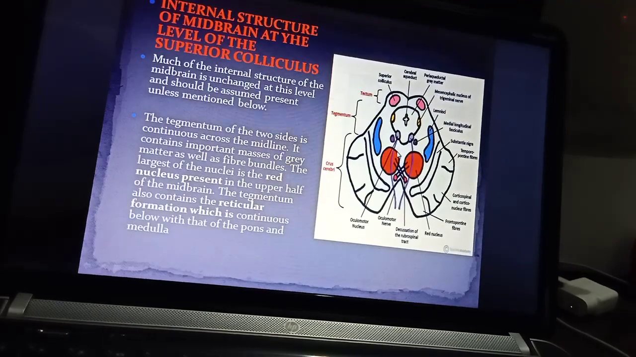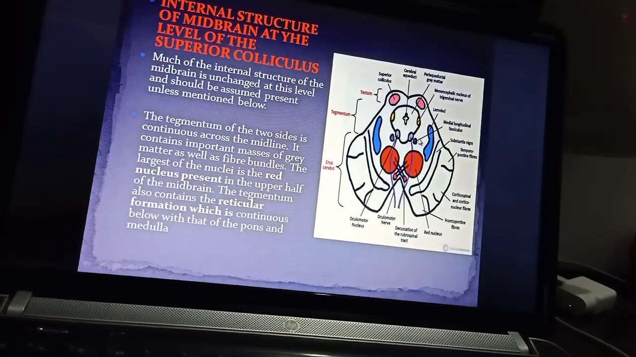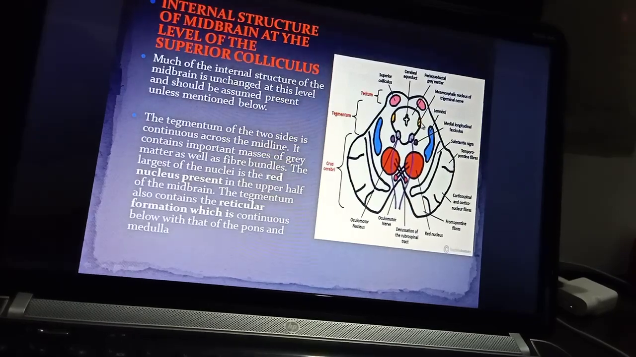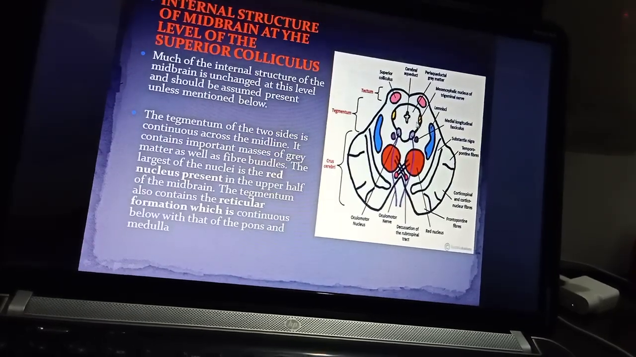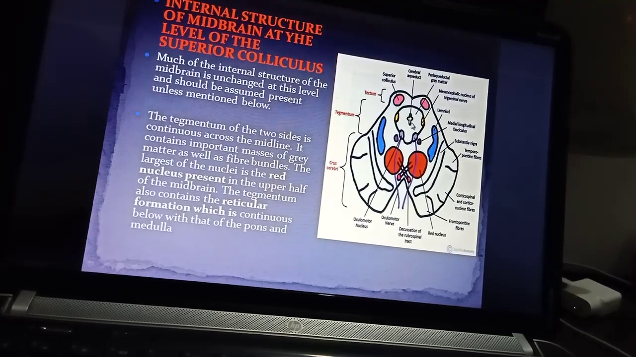Here is the red nucleus. This is the medial longitudinal fasciculus. Again, this is the mesencephalic nucleus of the trigeminal nerve. This is the aqueduct of Sylvius.